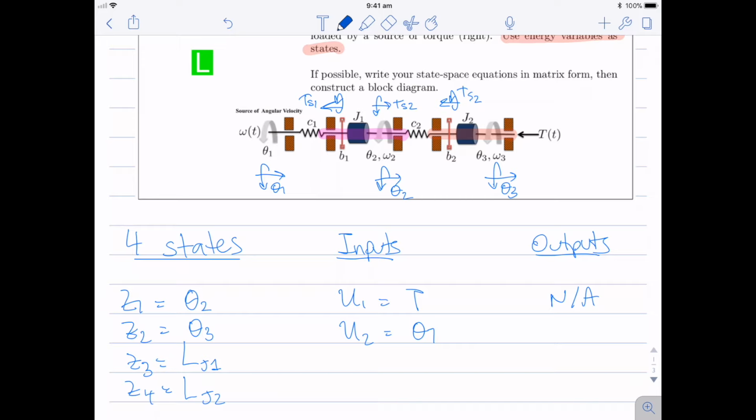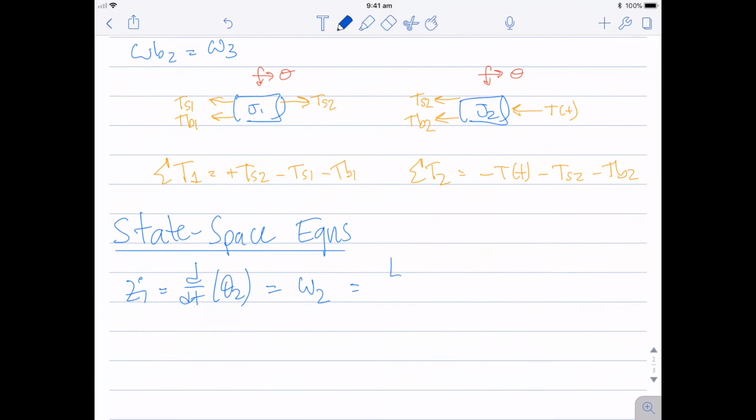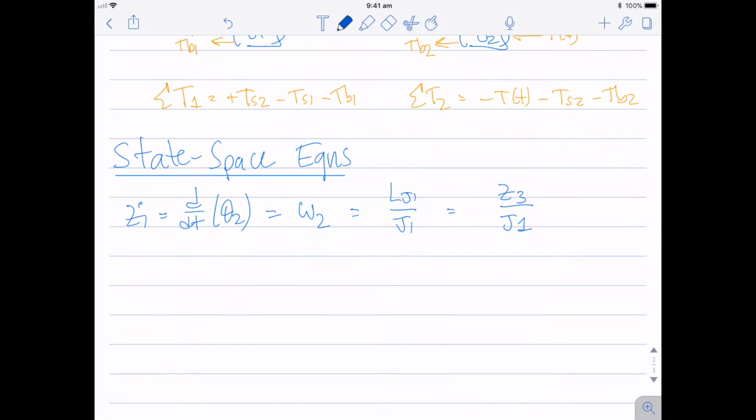So I should be able to write every angular velocity as a momentum divided by an inertia, much like I can write any linear velocity as a momentum divided by a mass. So that's going to be LJ1 on J1, which was Z3 on J1. Alright, Z2 dot, that's ddt of what they've called theta 3, which was omega 3, which was LJ2 on J2, which was going to be Z4 on J2. Those were the easy ones. It's time now to do the hard ones.